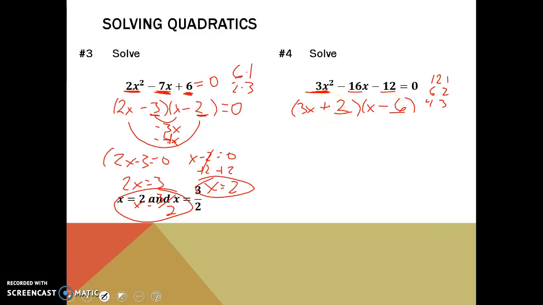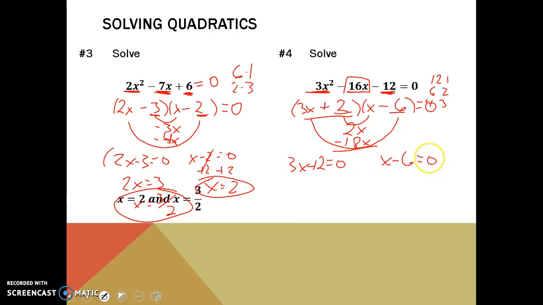If I put the 2 here and the 6 here, and I make this negative and this positive, I will have a positive 2 times a negative 6 gives me negative 12, but then 2 times x is 2x, 3x times negative 6 is negative 18x, and when I add those two things together, it does give me a negative 16x in the middle. And these are equal to 0. So then I'm going to set both of those equal to 0. Either the 3x plus 2 is going to be 0, or the x minus 6 is going to be 0.